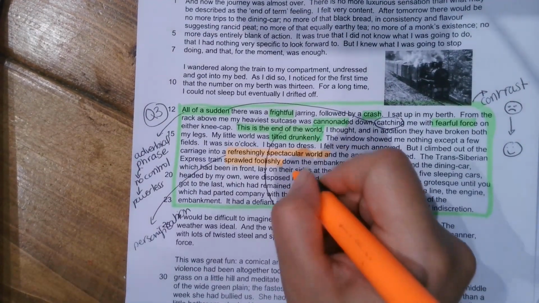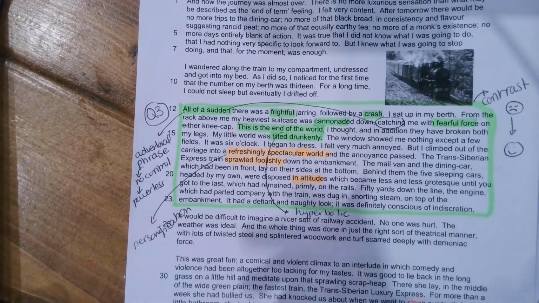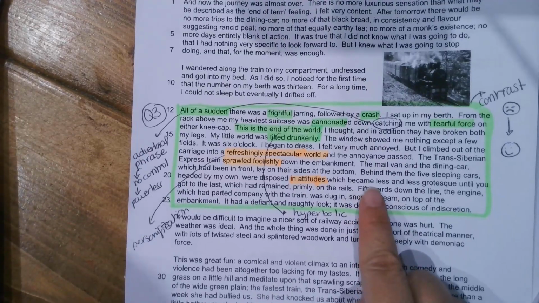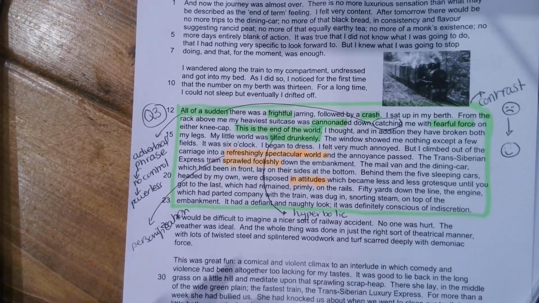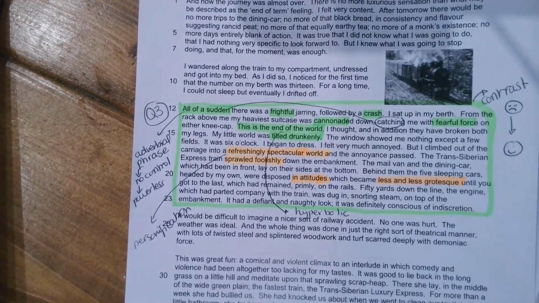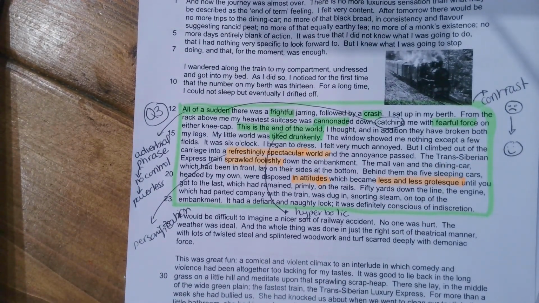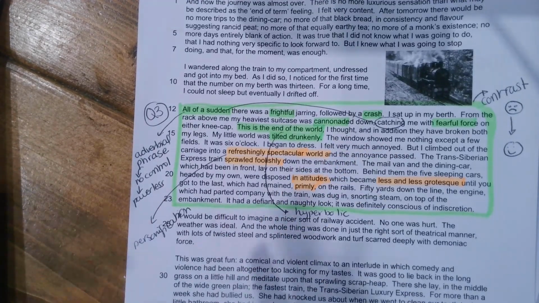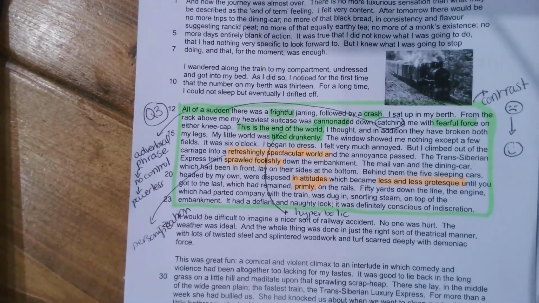Now look at this. You've got again a personification of the carriage. They've got an attitude. And he's saying how it became less and less grotesque. I'm going to highlight that, less and less grotesque, suggesting that it wasn't that bad until you got to the last, which had remained primly on its rails, or on the rails. So again, like the train is almost personified as a person or a group of people that have fallen, but one still stands. Primly means like proper.